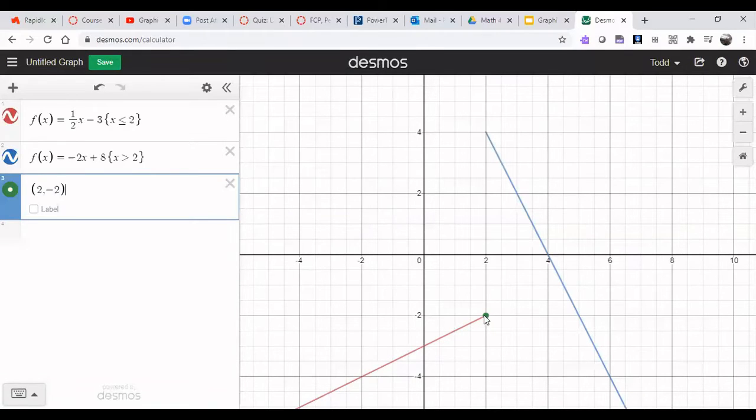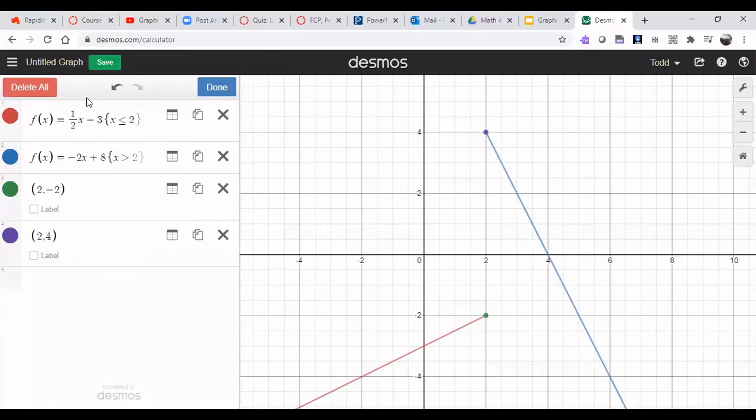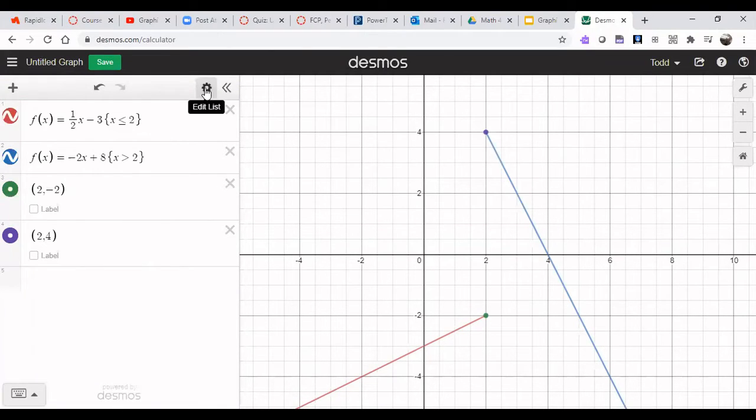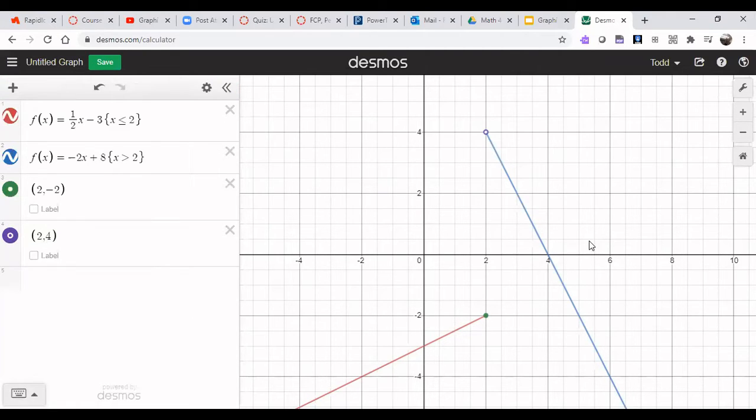The one that's red, the one that's or equal to, that's a closed dot. And you've done these closed dots before. The other one needs to be an open dot. So to do an open dot, which is at 2, 4, you don't want 2 closed dots. So in your settings, if you go to that little wheel, the cogwheel of settings, click on this where you want the open dot and change the style to open. So now I have an open dot there.